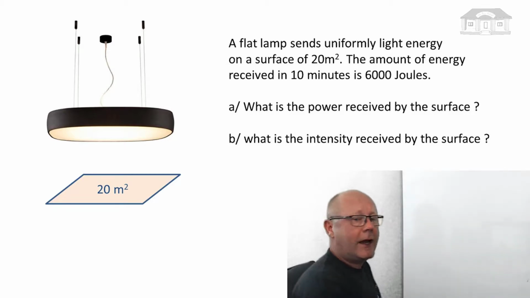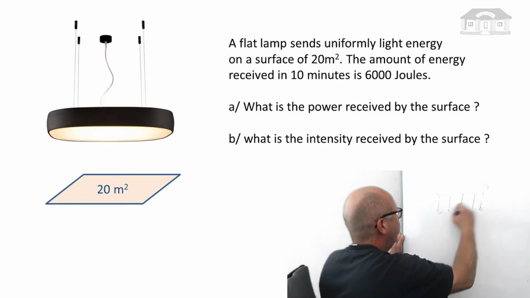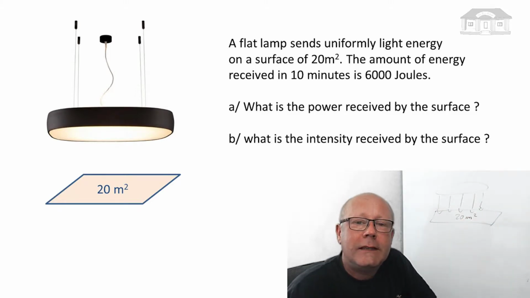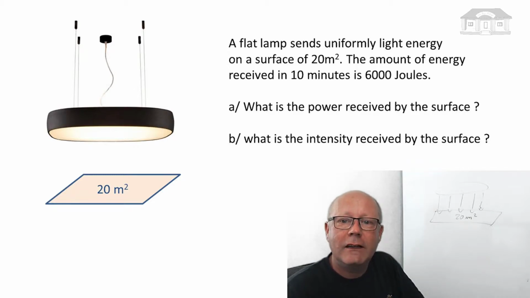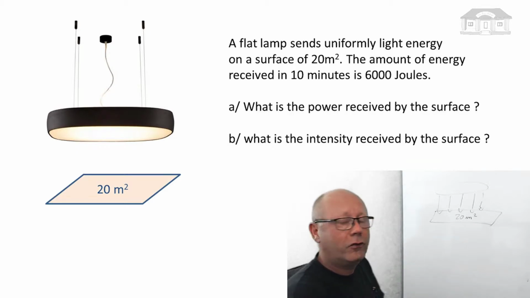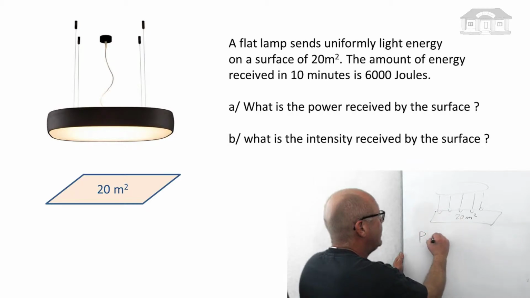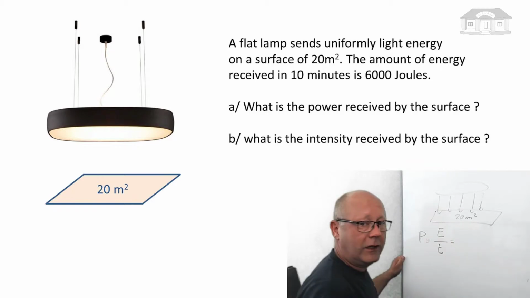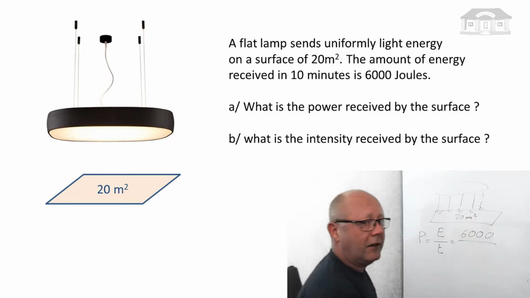In the exercise, we had this lamp that sent some light on a surface of 20 square meters. We say that the flat lamp sends some light energy on the surface, and the amount of energy received in 10 minutes is 6,000 joules. We want to calculate the power. So the power will be equal to the energy per unit time. Now we know how much energy, 6,000 joules, was transferred in 10 minutes.